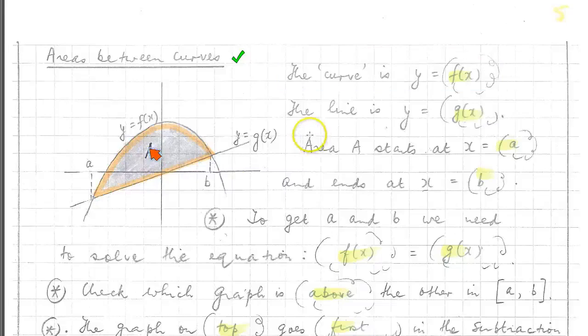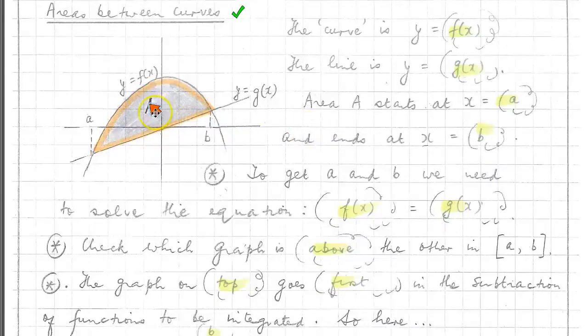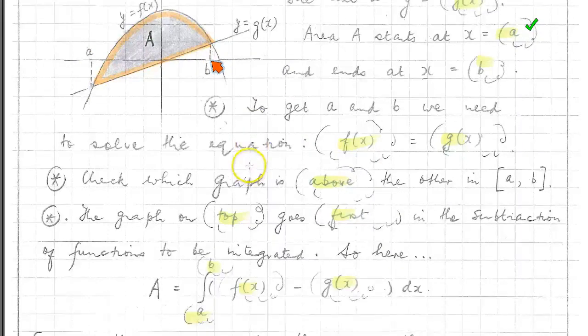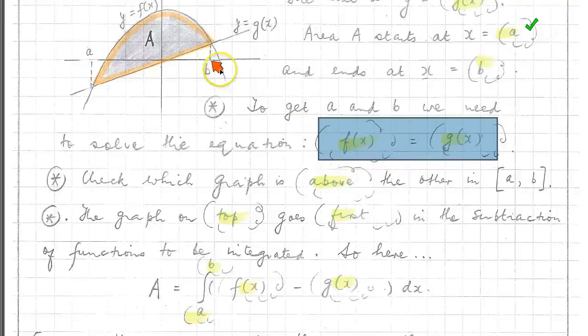Now I want the area A, which is caught between those two curves. The area A starts where they first intersect, and let's say that x value where they first intersect is A. And the second one where they intersect further along on the positive side is B. Now here's all you need to do. Here's the way to go about it. Firstly, to get A and B, you will have to solve the two equations simultaneously. So you'd put f of x equals g of x and solve that to find x equals A and x equals B.